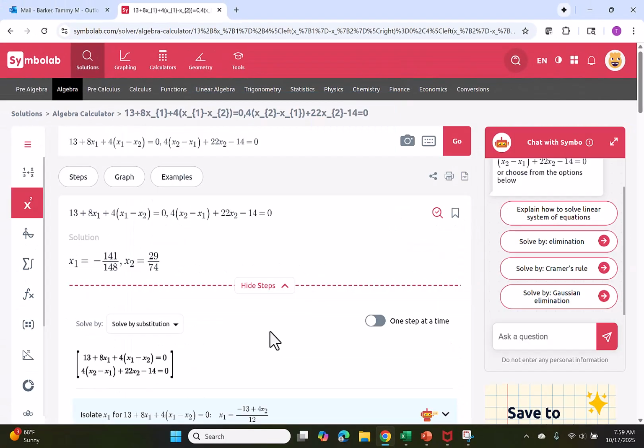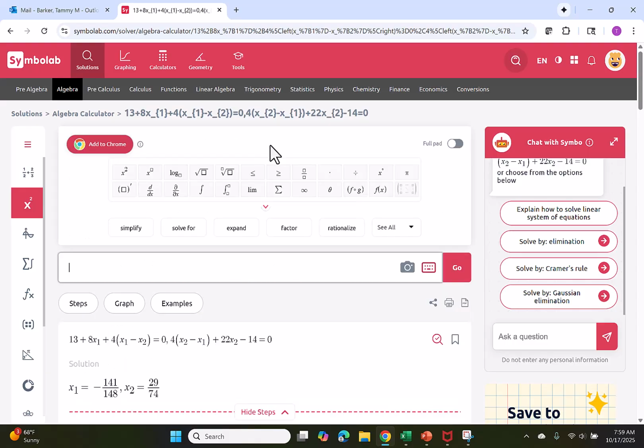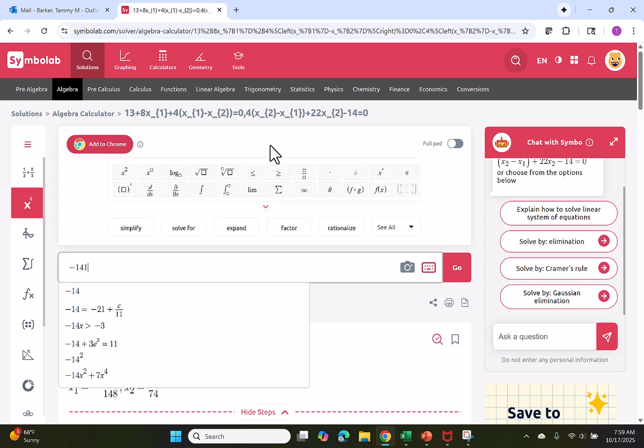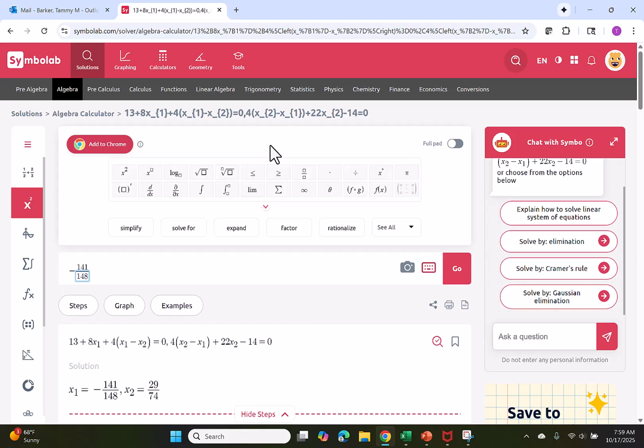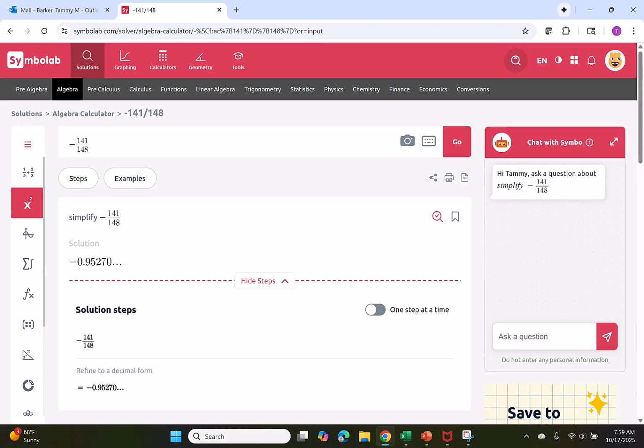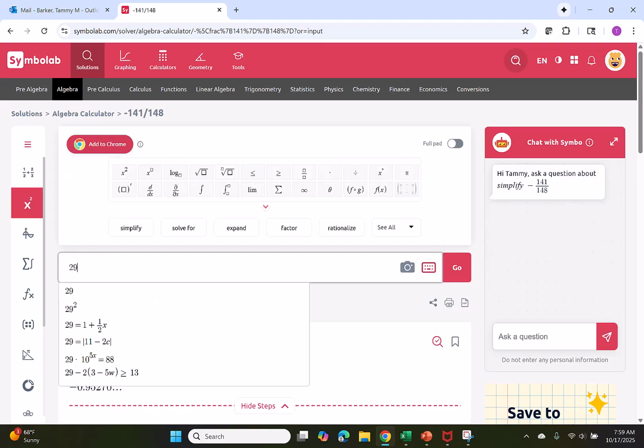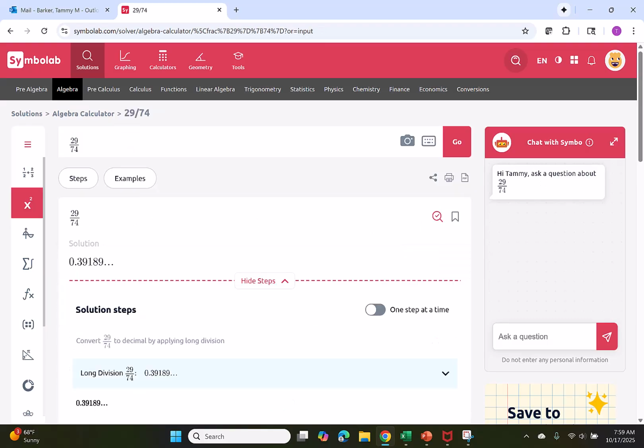Now I have my two solutions of negative 141 over 148 and 29 over 74. I can go to the top and put in negative 141 over 148, which gives me a decimal of negative 0.95. Then 29 over 74 gives me a decimal of 0.39.